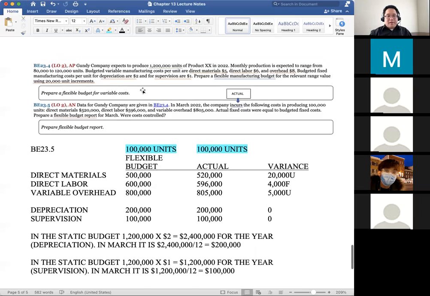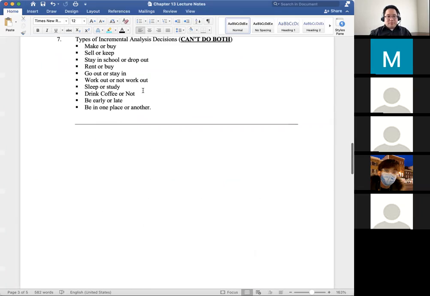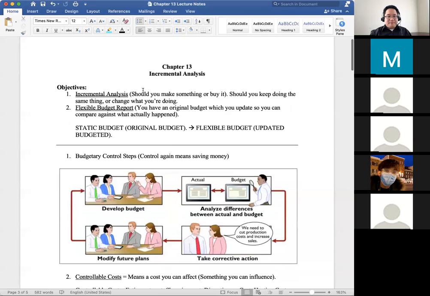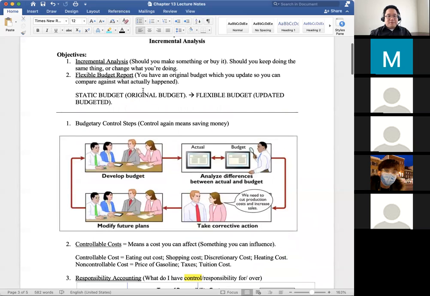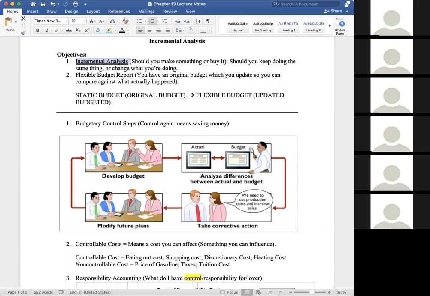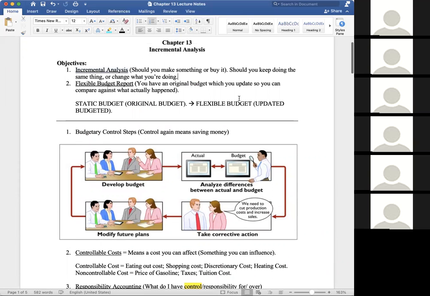Okay, then let's review the stuff that we talked about today. For incremental analysis, what does that mean? And what things do you have to look out for? Who can tell us? Okay, how about Charles? Can you tell us what is incremental analysis, and how do you do it? Just in your own words.